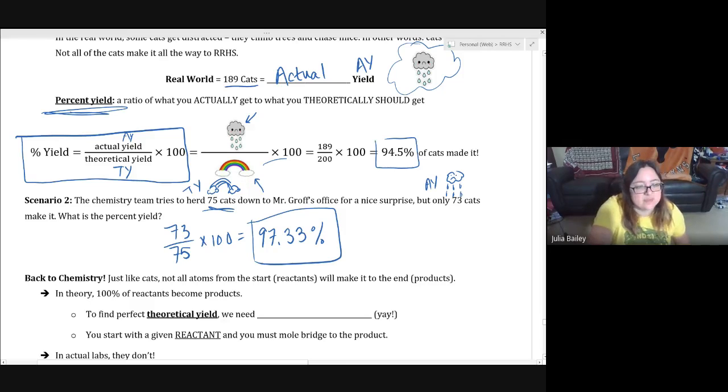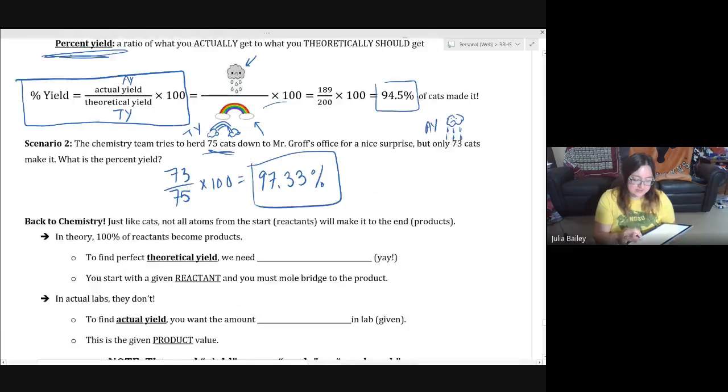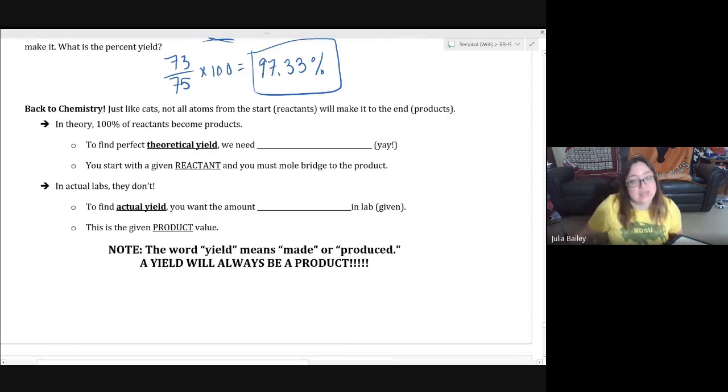Okay. Just like cats, not all atoms from the start make it to the end of a reaction. Not every reactant turns into a product. Sometimes stuff gets stuck to your beaker, or maybe it didn't dissolve all the way, or all kinds of stuff can happen. Maybe it wasn't warm enough for all of it to dissolve or react. Not everything's going to become a product.